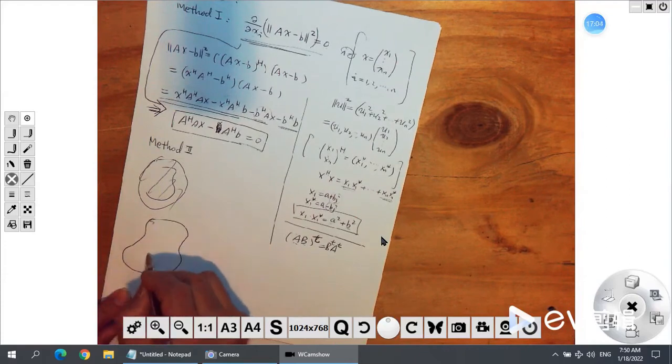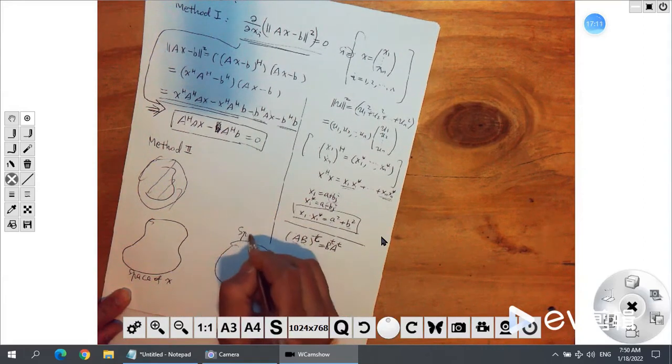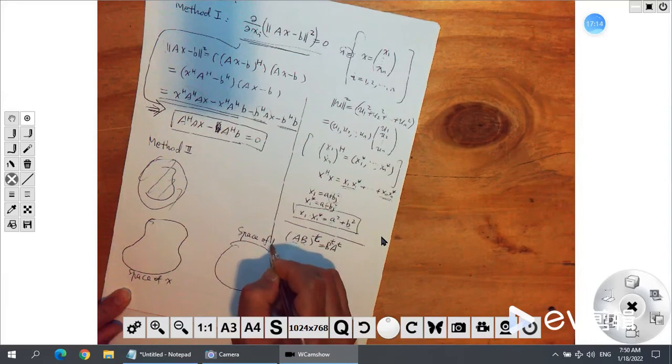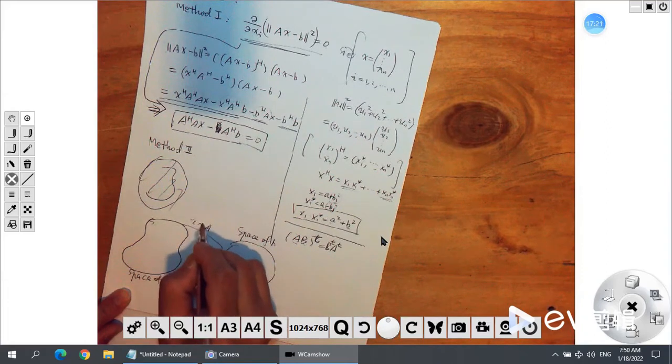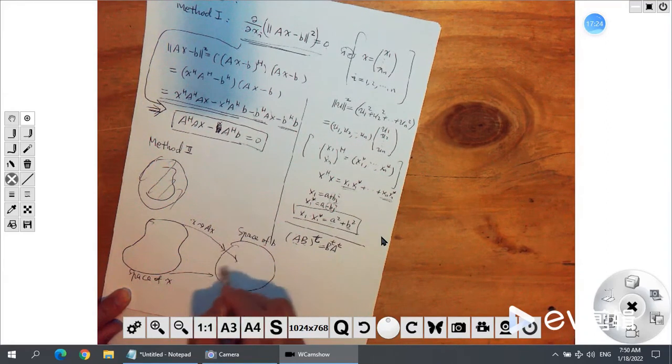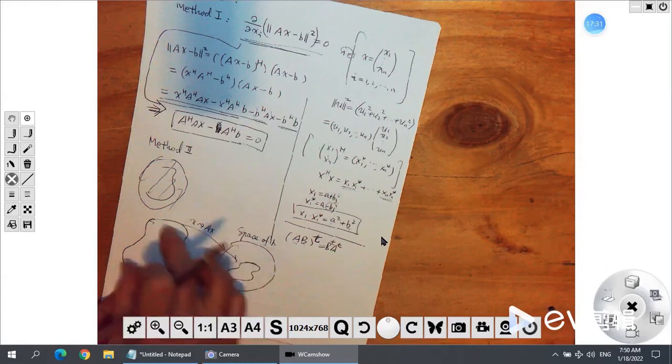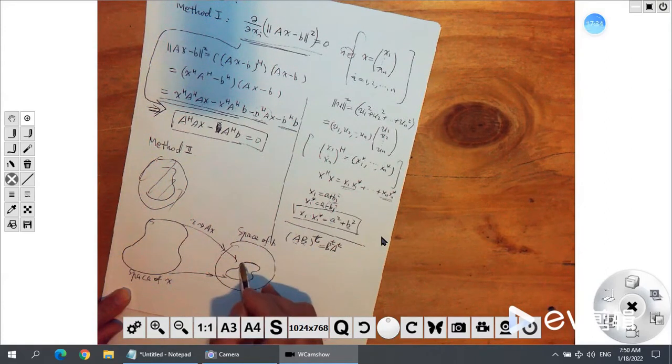This is the space of x. Here is the space of b. By multiplying by A, x goes to A times x, and we will have a part of it. All of these go inside the space of b, but cannot occupy the whole space, just are contained inside it. And b is somewhere here outside this range, so we do not have a solution. No x is equal to b, so no solution.